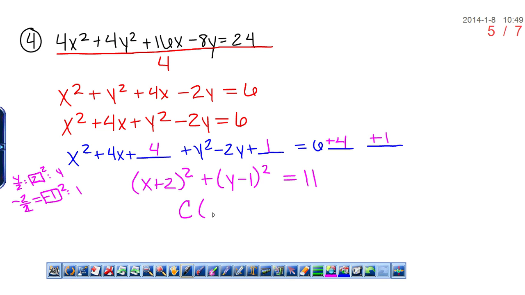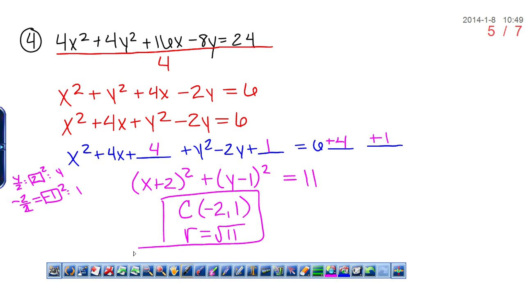All right, so where was your center? -2, 1. Make sure you made this one a minus 1. Because when we take our b value here, it's -2. So when we half it, it's -1. Everyone okay with that? And what would our radius be? Yeah, square root of 11. Questions on that one?